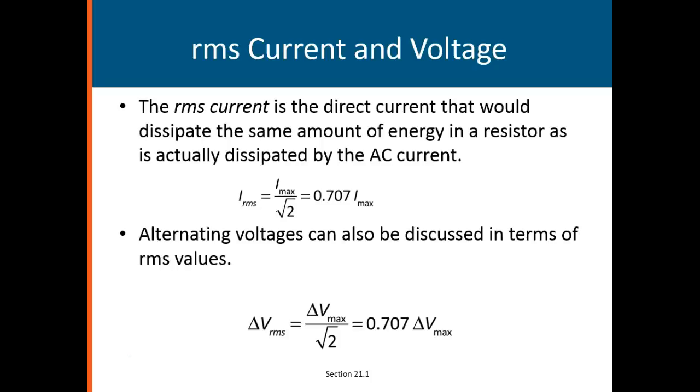The alternating voltages can also be discussed in terms of the root mean square value. This would be the maximum voltage, delta V max. The root mean square of that delta V would be the delta V max divided by root 2, which is the same as multiplying by 0.707. Root 2 is 1.414. 1 over root 2 is 0.707, times the delta V max. Same formula, just what you're multiplying by, either delta V max or I max.